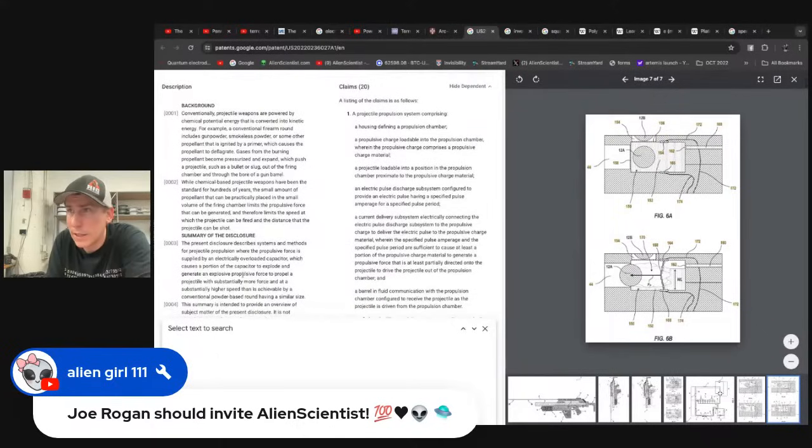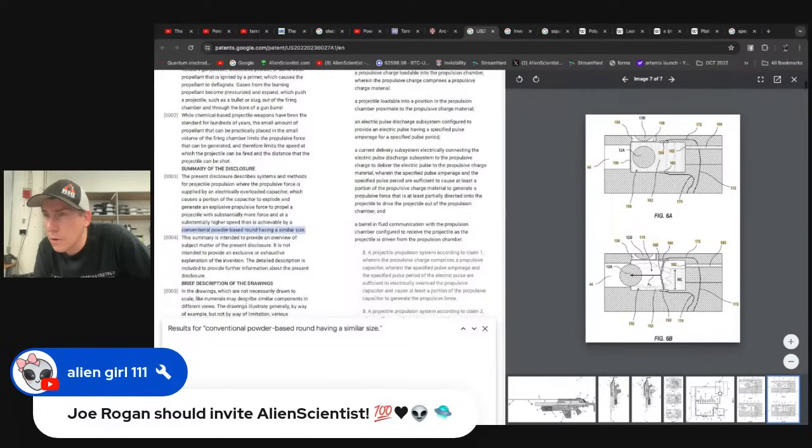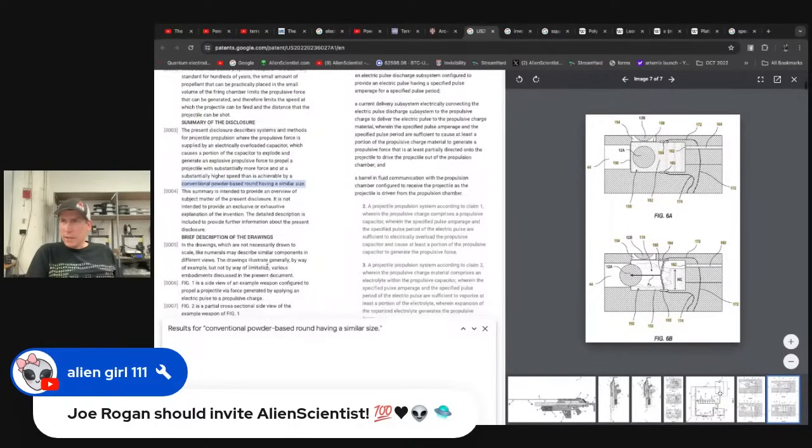Yeah. The present disclosure describes systems and methods for projectile propulsion where the propulsive force is supplied by an electrically overloaded capacitor, which causes a portion of the capacitor to explode and generate an explosive propulsive force to propel a projectile with substantially more force and at a substantially higher speed than is achievable by a conventional powder-based round having a similar size. So blowing up capacitors instead of blowing gunpowder up in your chamber is I guess what they're doing.